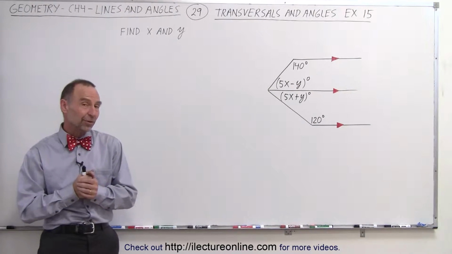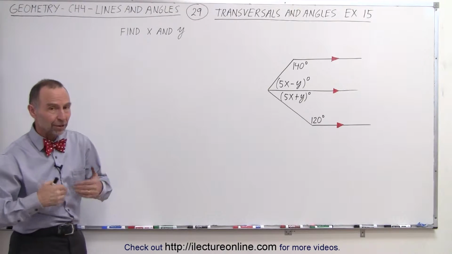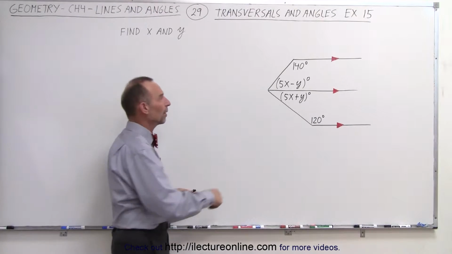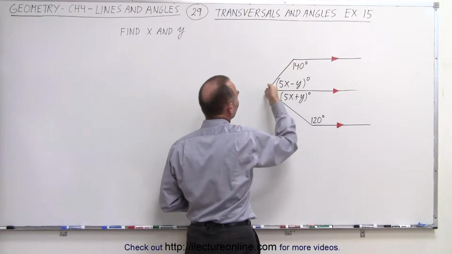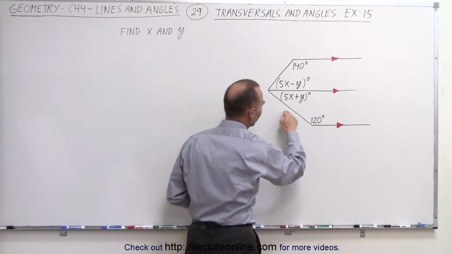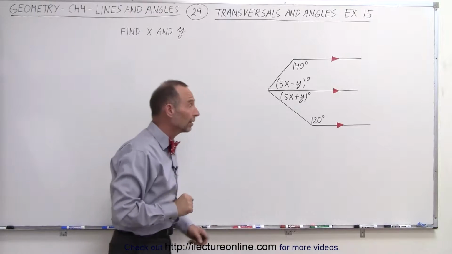This example here is similar to the one we just did in the previous video. Let's see if we can come up with a similar method to solve it. So again, notice we have three parallel lines. This line here can be considered the transversal to those two parallel lines, and this line right here can be considered the transversal of those two lines.